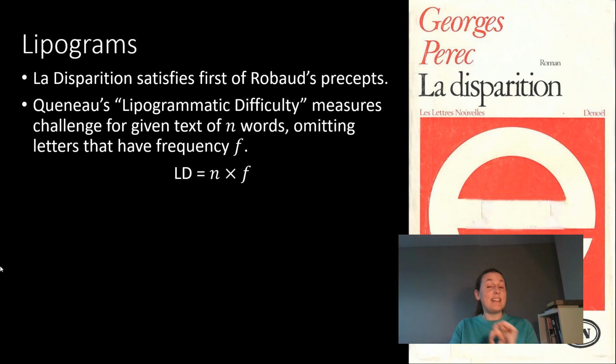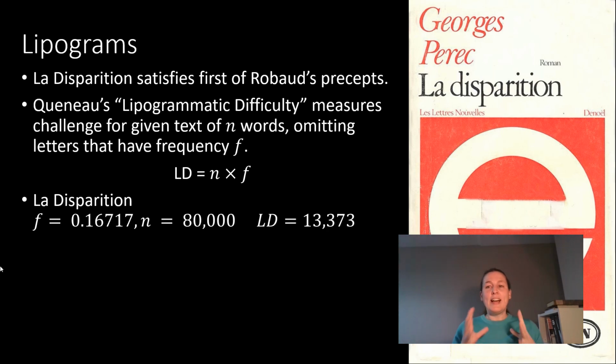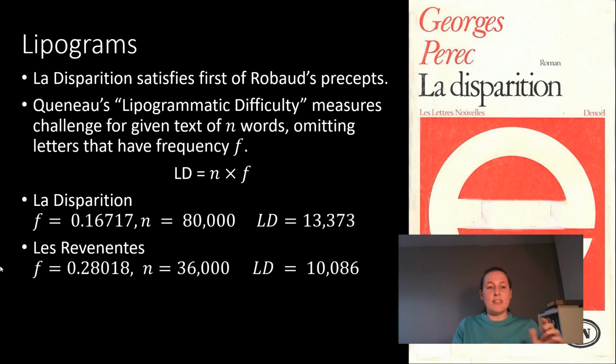So now we can actually determine, using this, which of these kinds of texts is harder to produce. So La Disparition, no E's. Now in French, E's are more common than they are in English. And the frequency, if you look at all the E's, with accents and everything else, is about 16.7%. The length of La Disparition has been estimated at about 80,000 words. So if you multiply those together, you get a difficulty level of 13,373. Pretty difficult.